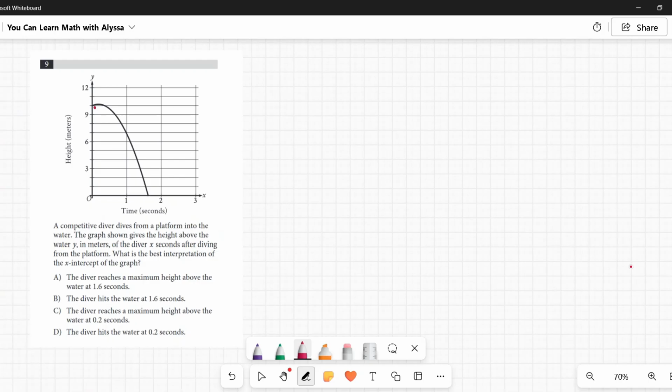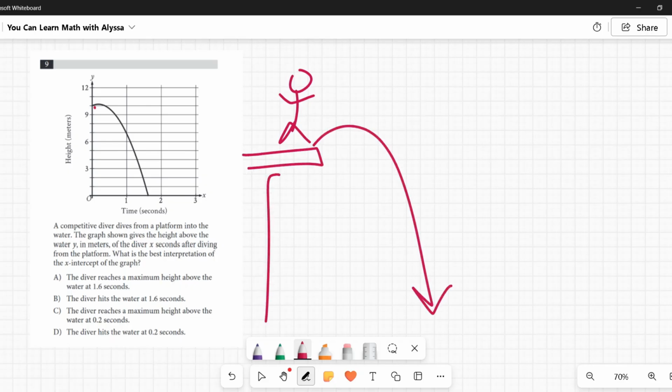Number 9, a competitive diver dives from a platform into the water. The graph shown gives the height above the water, y, in meters of the diver, x seconds after diving from the platform. What is the best interpretation of the x-intercept of the graph? All right, so we have this drawing, this graph, and it's a little diver person who is on a platform, and they are diving into the water. And this graph is representing how high they are so many seconds after they leap.